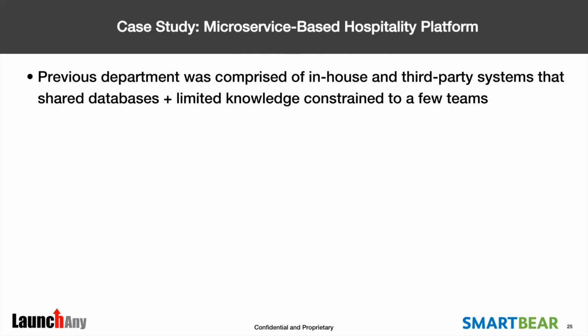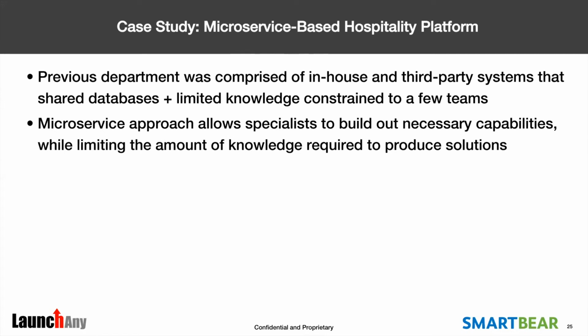Just to talk about a brief case study that we had in the hospitality platform, there was a particular hotel chain worldwide whose IT department was comprised of a lot of in-house and third-party systems. They shared a lot of databases and they had a lot of limited knowledge about these systems. So anytime a solution needed access to a particular piece of data, they had to figure out which database they needed to go to. Then they had to find the person that understood which database tables and columns they needed to access. Obviously, this would slow down innovation quite a bit, really starved IT, and caused IT to fail to deliver on what business needed whenever they needed it.